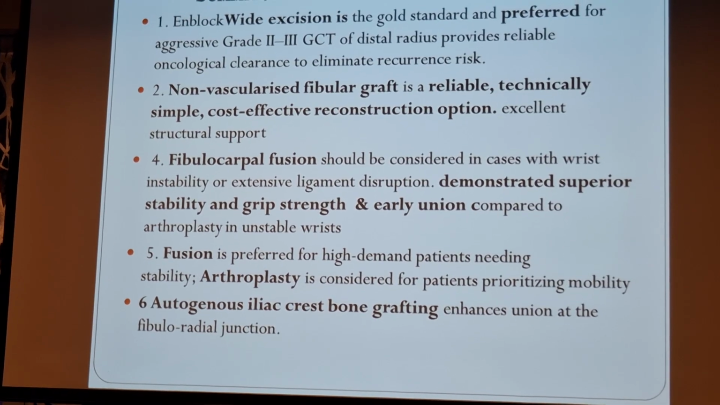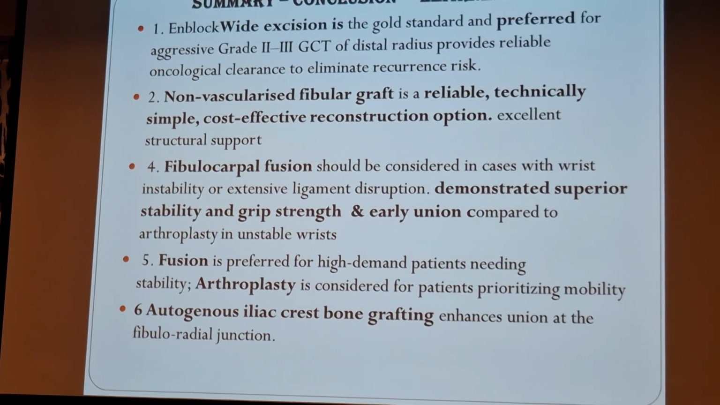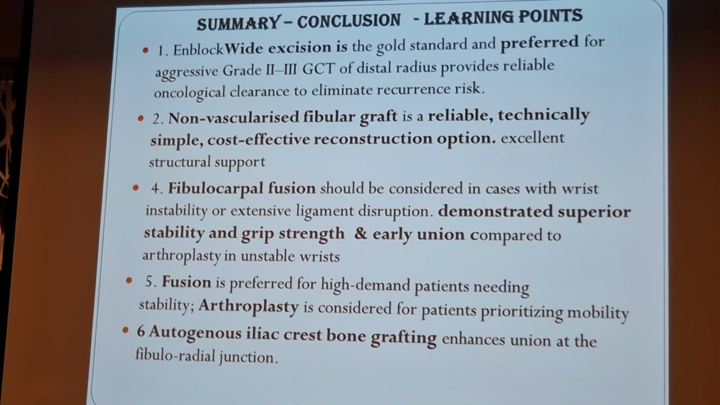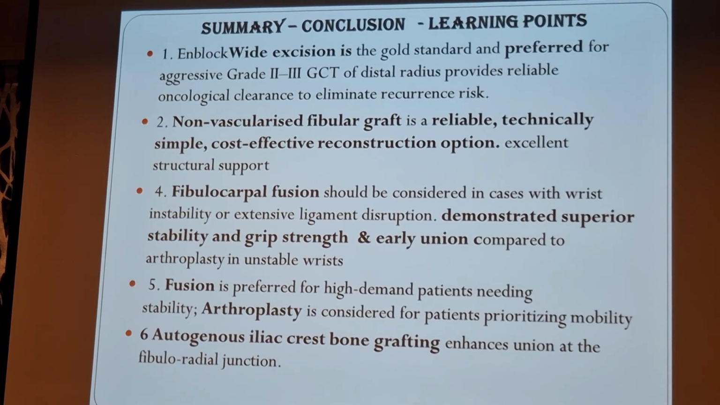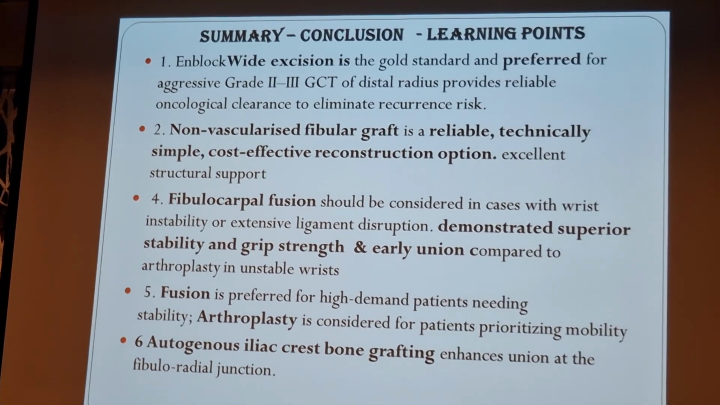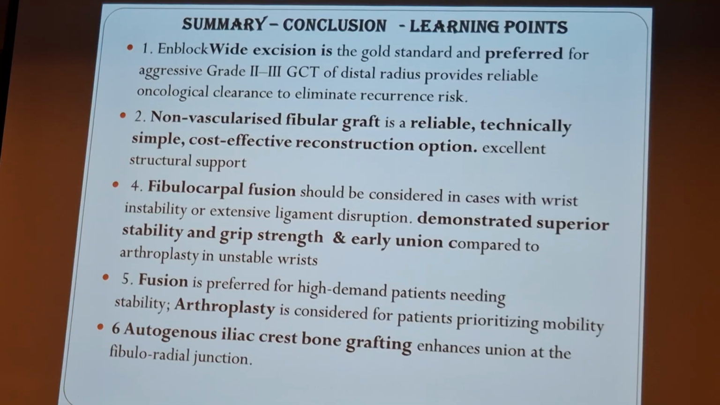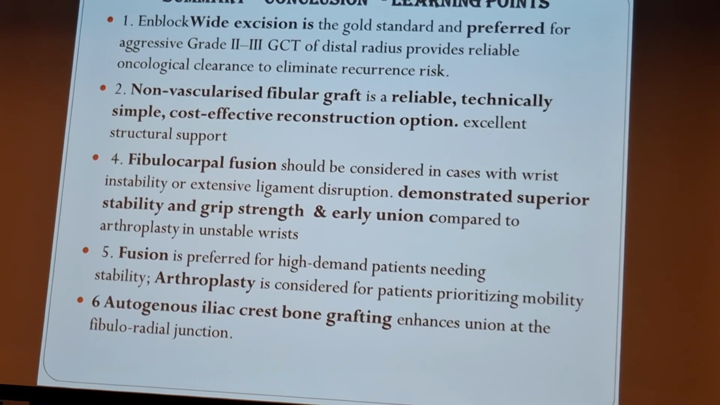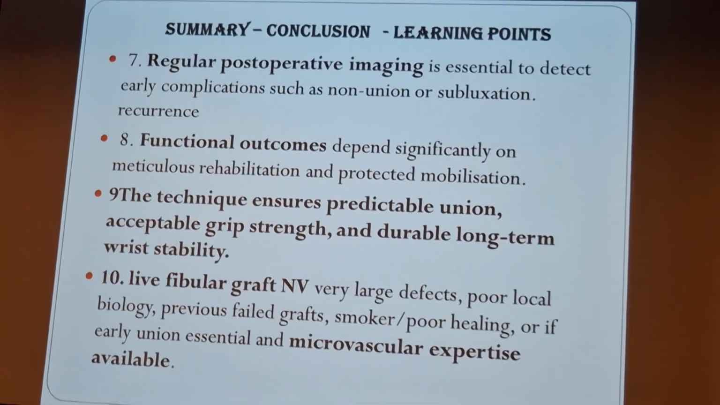Fusion demonstrated superior stability, grip strength and early union compared to arthroplasty in unstable wrist. Fusion is preferred for high demand patients needing stability. Arthroplasty is considered for patients requiring mobility. Autogenous iliac bone graft enhances the union at the fibuloradial junction.